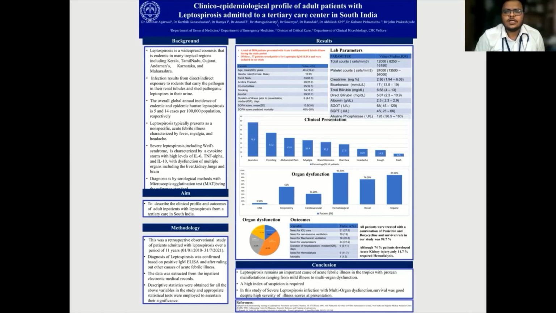In conclusion, I would like to say that leptospirosis remains an important cause of acute febrile illness in the tropics, and a high clinical index of suspicion is required in patients presenting with severe disease and with hepatorenal syndrome. The incidence of leptospirosis cases is on the rise, and as clinicians, we should be alert to this possibility.